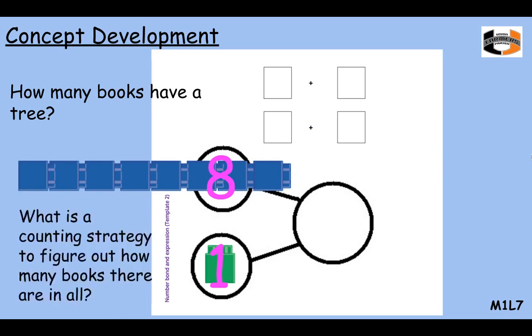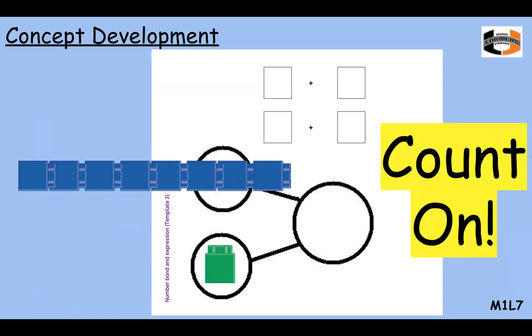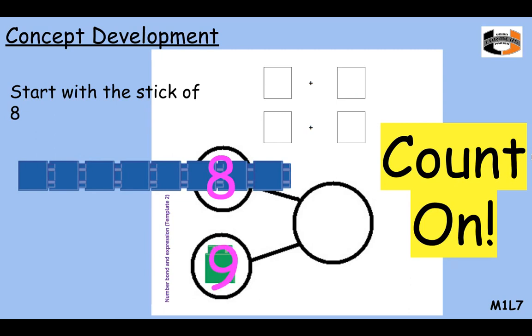What is a counting strategy to figure out how many books there are in all? Count on. Start with a stick of 8, and then we count on to find the total. And we only have to count on once. So we go 8, 9.